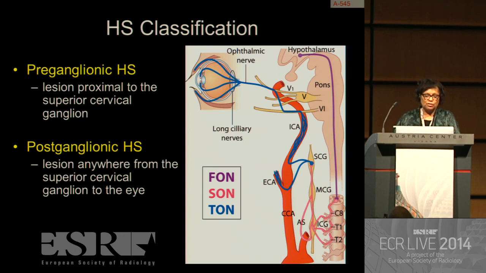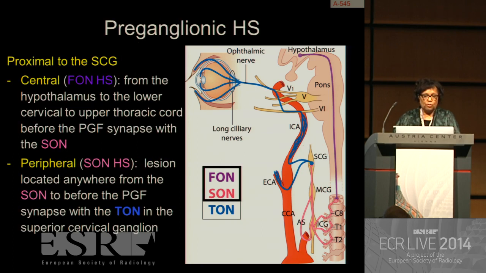So now, how do we classify Horner syndrome? We can classify it as preganglionic and postganglionic. So the preganglionic Horner syndrome are caused by lesions that occur proximal to the superior cervical ganglion. And the postganglionic Horner syndrome are caused by lesions that occur anywhere from the superior cervical ganglion to the eye.